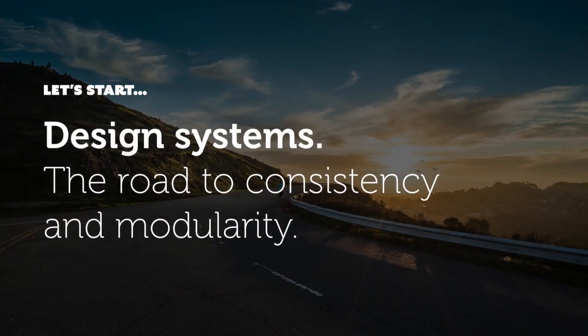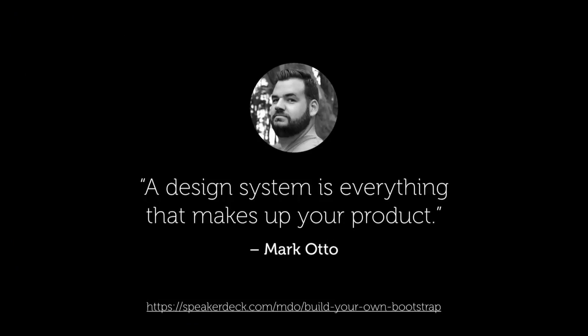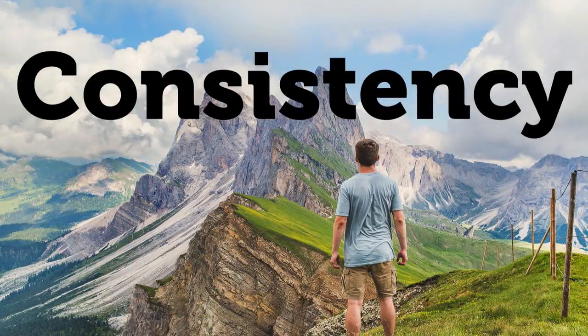So let's start with design systems. According to Mark Otto, the creator of Bootstrap, a design system is everything that makes a product. And that's everything, from typography, layouts, grids, and colors, to your voice and tone, style guides, and documentation. A design system is bringing all of these things together in a way that allows your entire team to learn, build, and grow. And we do all of this mainly to keep consistency.